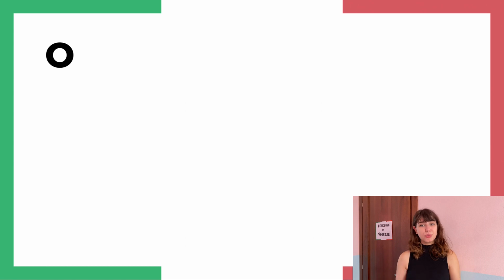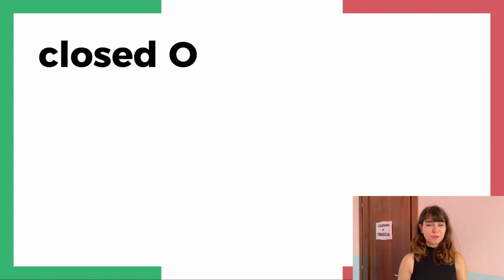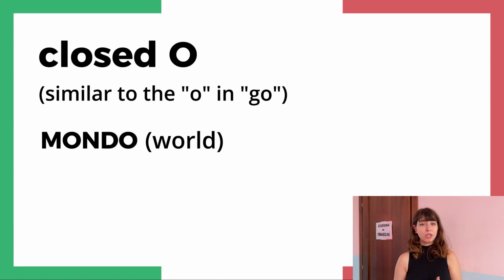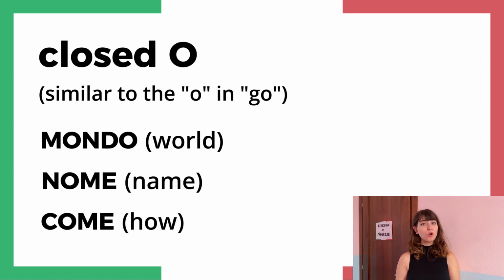O is similar to E as there are two ways to pronounce it, closed and open. To pronounce the closed O, you have to leave a small but round opening in your mouth. It sounds like this. O. Think of the O in the word go. You have to remove that sound at the end and you're just left with O. It can be found in words such as mondo, nome, come.